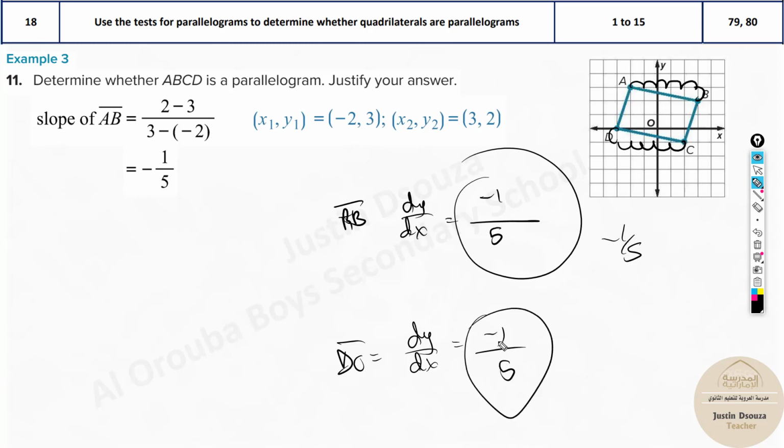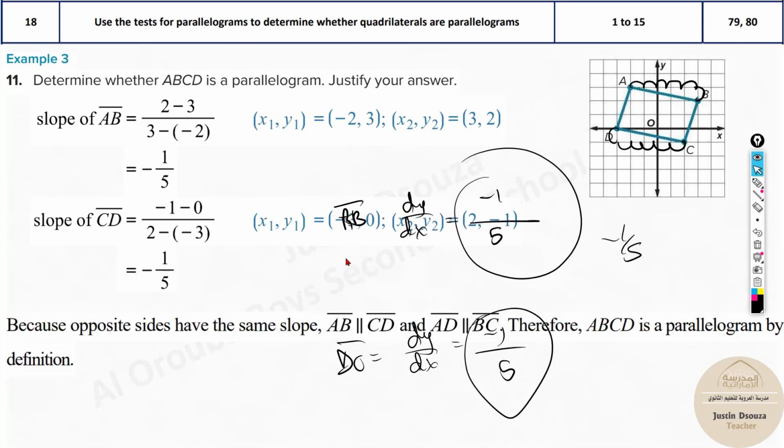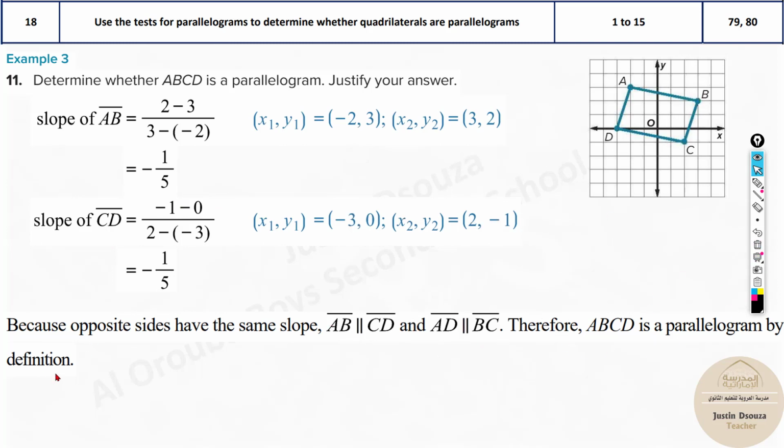Yes, the slopes are the same. So therefore we can say that they are parallel. If at all the slopes were not the same, then it's not parallel, then it's not a parallelogram. Here all the four sides are parallel, and hence ABCD is a parallelogram by definition.